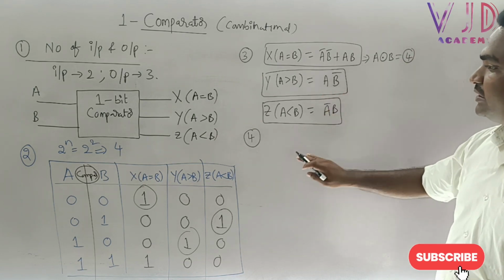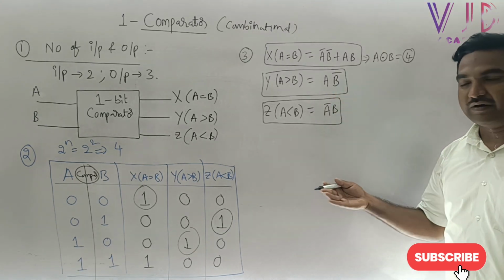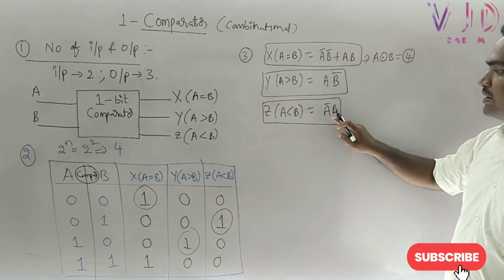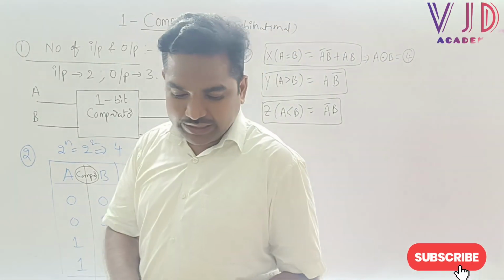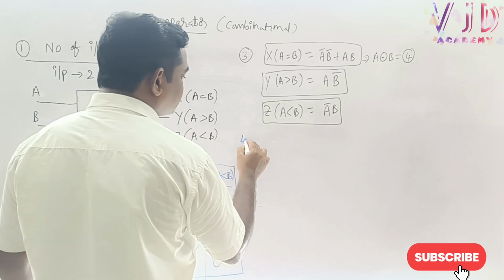And now all remaining things are only single term. There is no possibility of minimization further. So let me take A XOR B, A into B bar, A bar into B as the final outputs. And now let us try to draw the fourth point here, sir. Sir, fourth point is drawing of logical circuit.